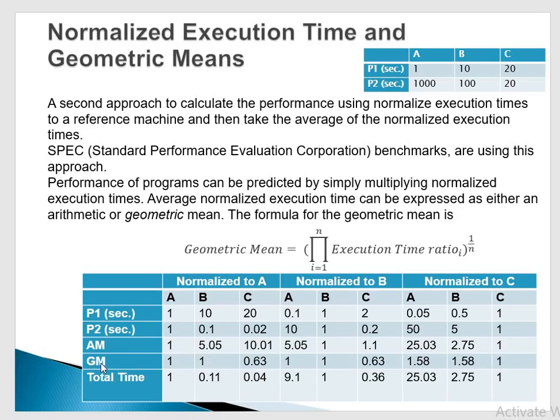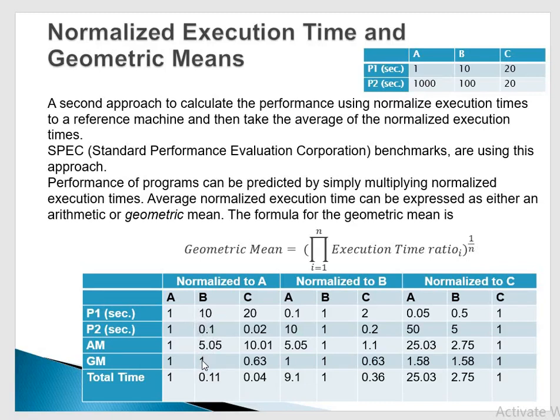Now we will calculate the geometric mean. For the geometric mean, it will be the product of the execution time ratios raised to the power 1 upon n. So how can we calculate this? This can be calculated as follows.